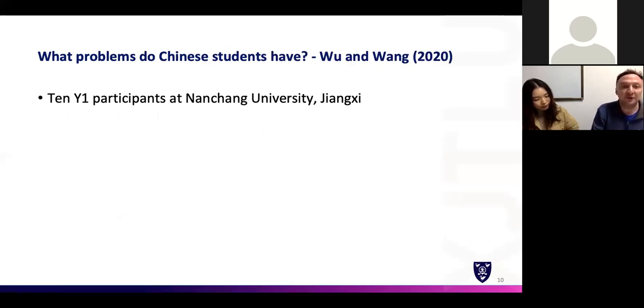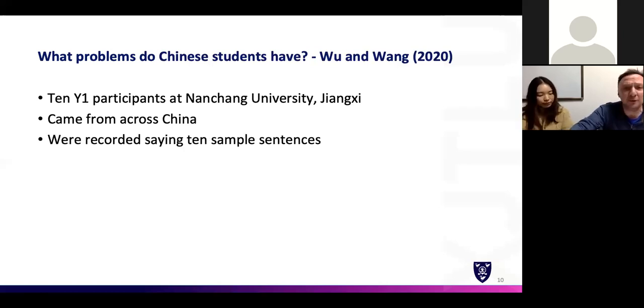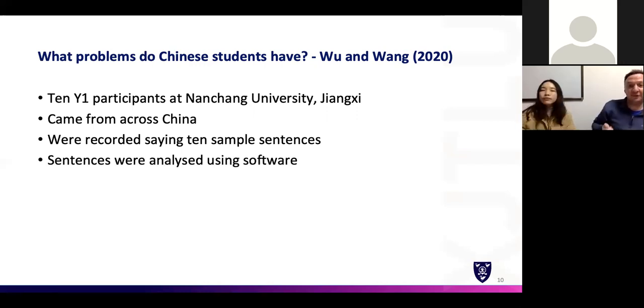They did research on 10 Year 1 participants at Nanchang University in Jiangxi. The participants came from across China, and they recorded saying 10 sample sentences. And the sentences were analyzed using software. So the students were recorded, and also the software took images of what students did with their mouth. And that reveals some interesting features.